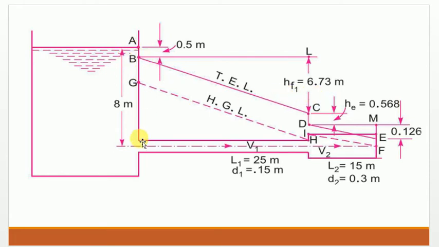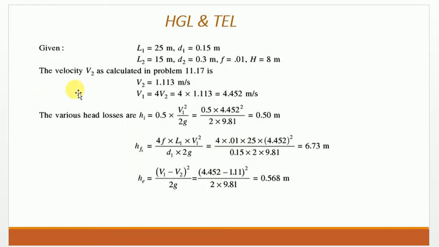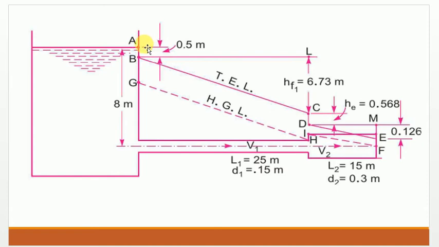What happens at this point? We'll have an energy loss due to inlet. So what is the energy loss due to inlet? We have found it, which is equal to 0.5 meter. So from here we're going to draw minus 0.5 meter, because from here we have some energy losses.